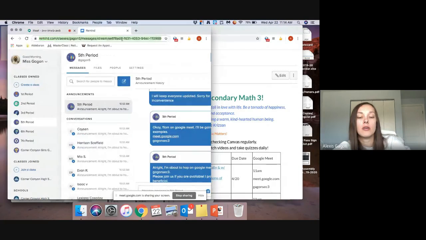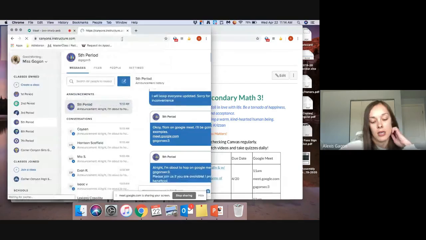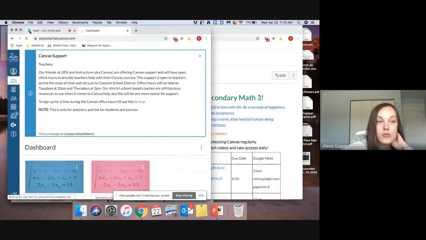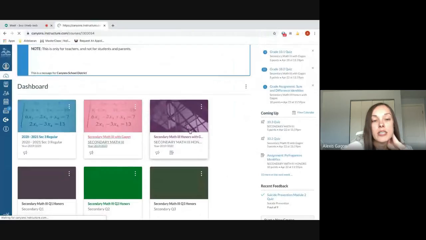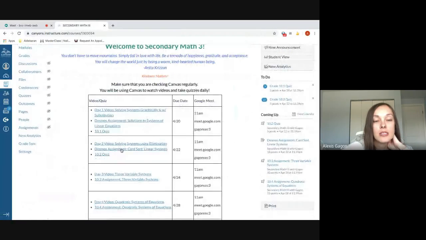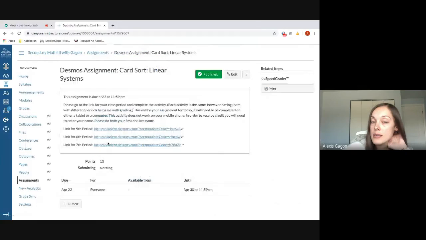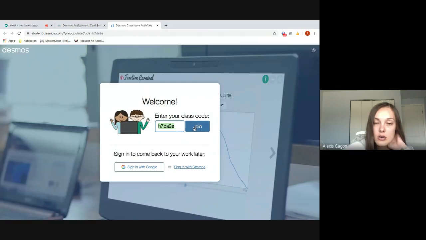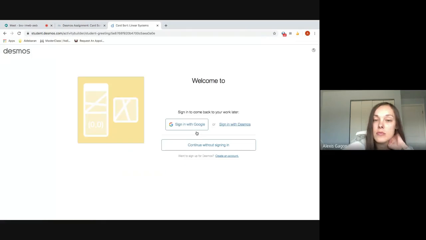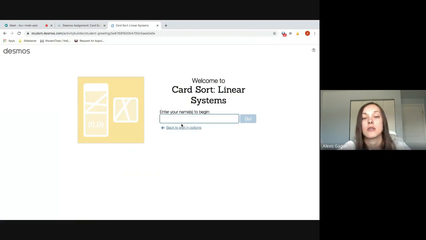So here, if we go to this, just make sure there's the assignment and there's the quiz. So do both. But for the assignment, click on whatever period you're in. So like I'll pretend I'm in 7th period. And then your class code will be on there. And then you can put continue without signing in. You just put your name.